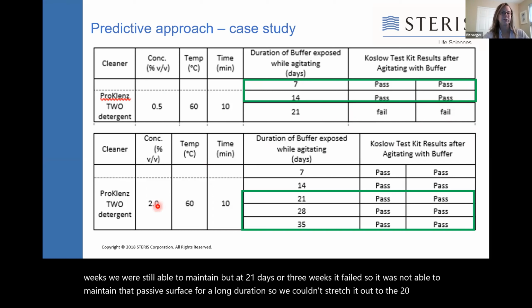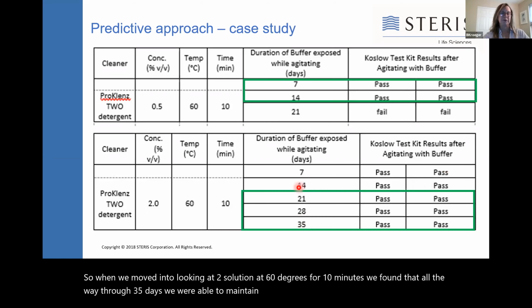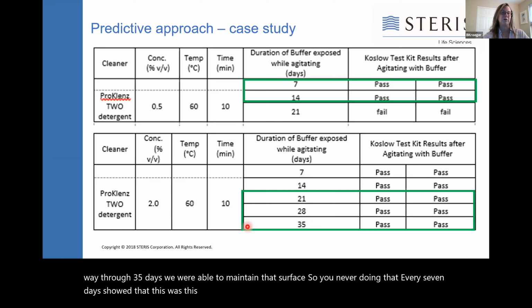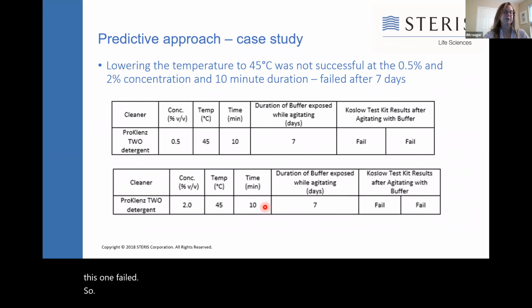When we moved into looking at a 2% solution at 60 degrees for 10 minutes, we found that all the way through 35 days, we were able to maintain that surface. So doing that every 7 days showed that this condition was able to maintain that passive surface, where eventually the other one failed. As the predictive approach, we also looked at 45 degrees, and that was not able to maintain. It failed after 7 days.